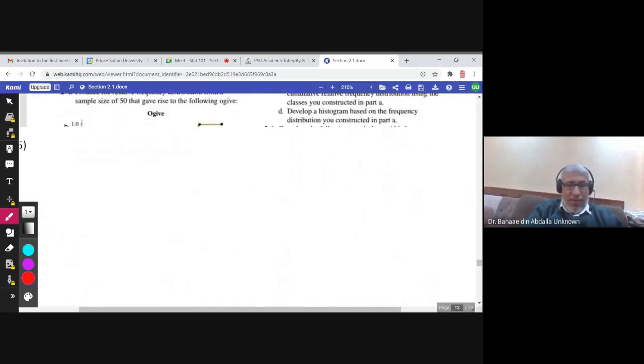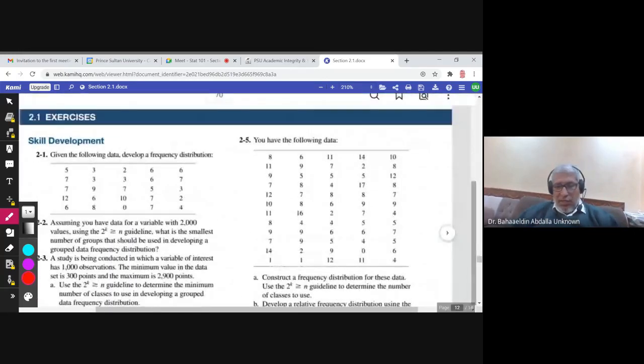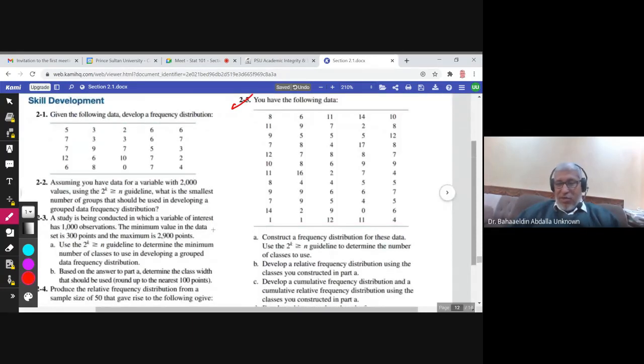Let us answer question 2.5. This is a long question. Let us do it together. So the first part would be, I have a discrete data here, and the first part is construct a frequency distribution for this data using this guideline to determine the number of classes.